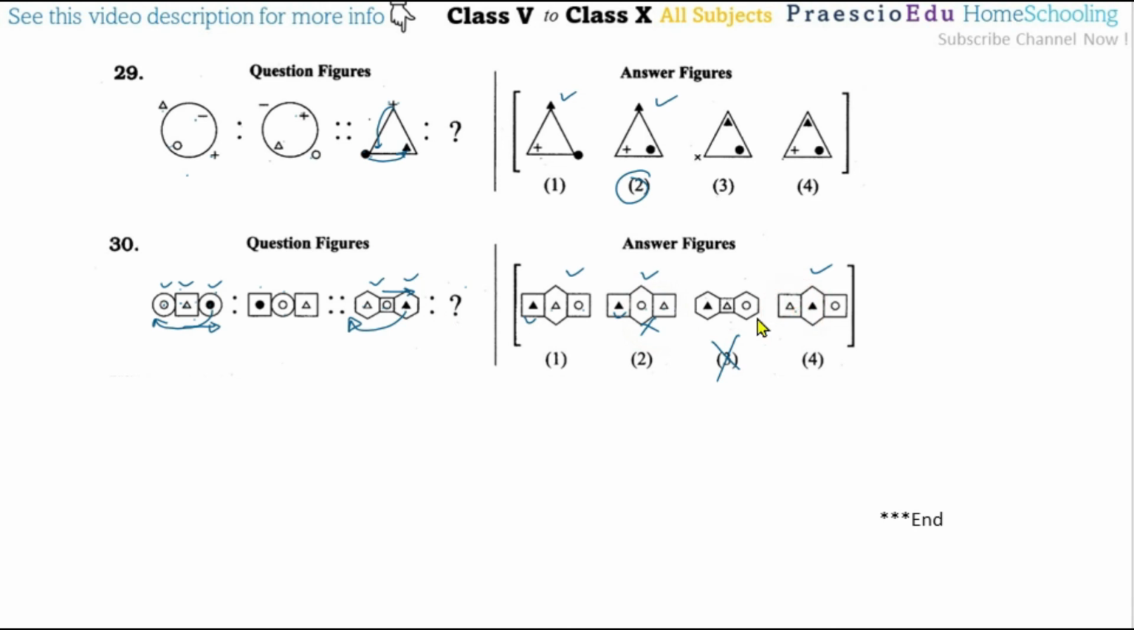And here the first solid triangle is required, but here the hollow triangle is shown, so that's why this option is also incorrect. So option number 1 is the correct one.